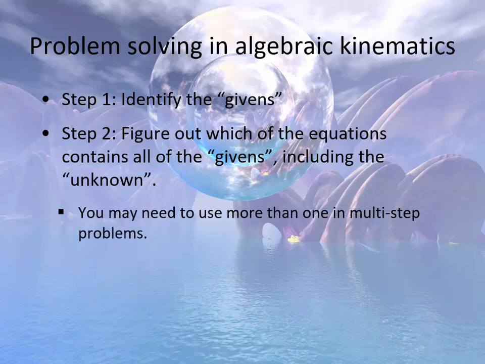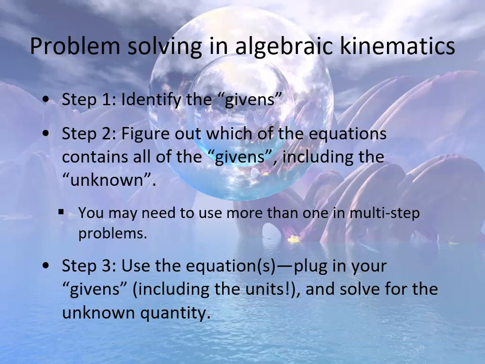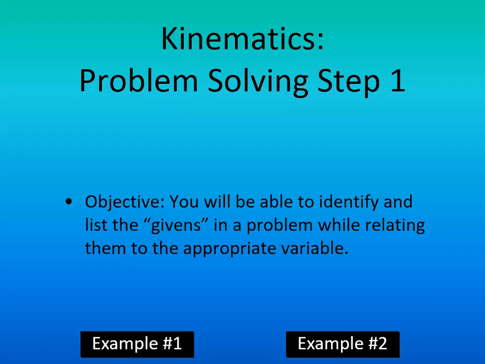And sometimes you might find it easier to use more than one equation. In fact, sometimes in multi-step problems, you'll have to. And then use the equation, plug in the givens, and solve for the unknown quantity. Now, a lot of times it's going to be better to manipulate the equation to solve for the variable first, and then plug in your givens. How you do it is up to you. We'll actually do it both ways. The mathematically sound way of doing this often is to solve for the variable first, and then plug in your givens. But again, we'll do it both ways.